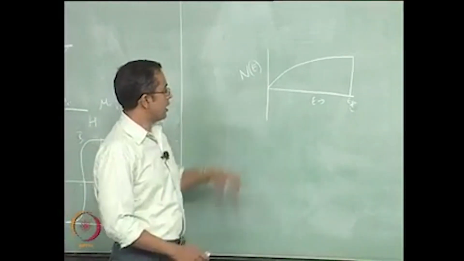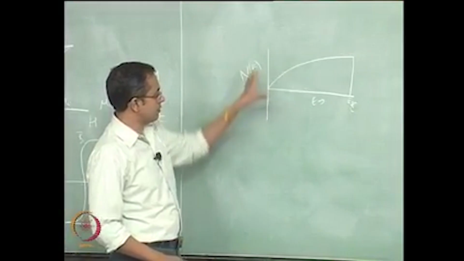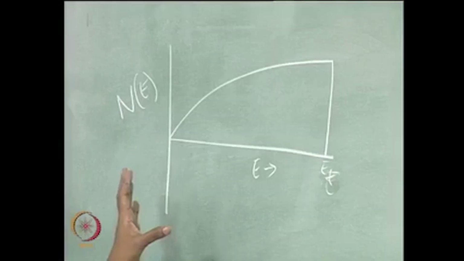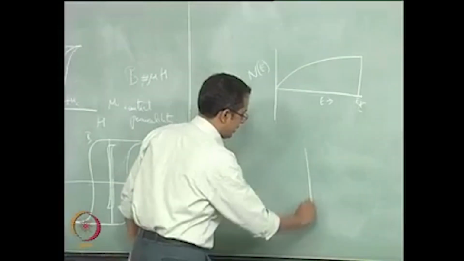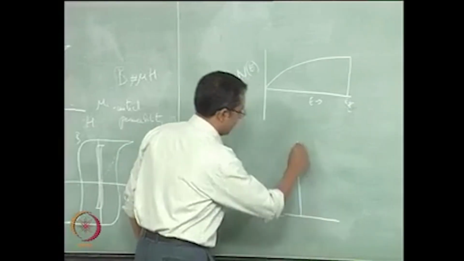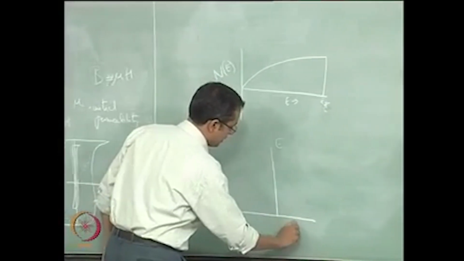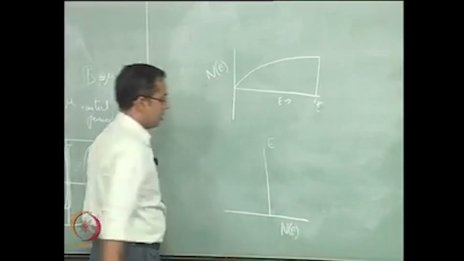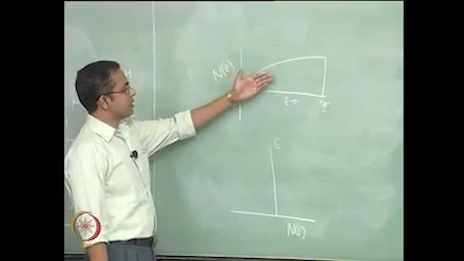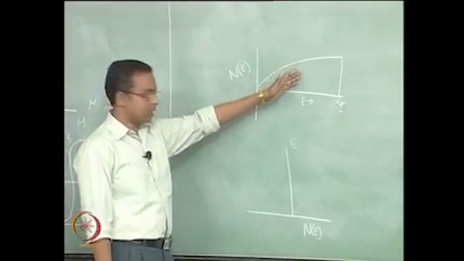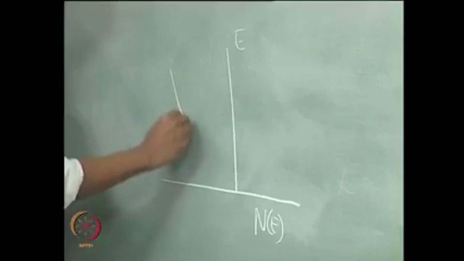So pictorially we'll do 2 things. First of all, we'll just flip this picture around. So we will have a picture that looks like this, with E on the y axis and N of E on the x axis. And additionally, instead of simply saying that there are 2 electrons per state, we will represent it like this.